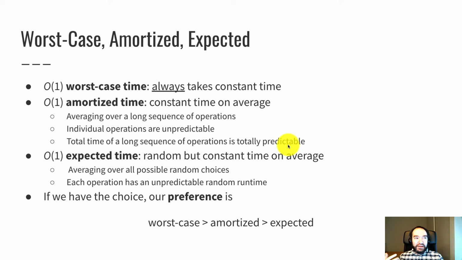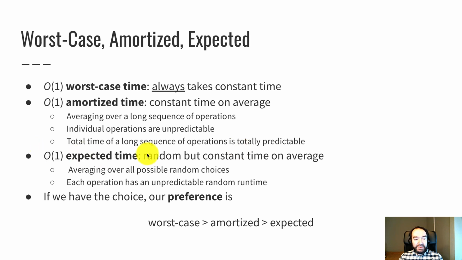So when I add it to the back of a vector, I might not know if it's going to trigger a resize or not. That's hard to know. But I know if I add 1,000,000 elements to a vector, how much time it's going to take in total, because I can predict how much time will be spent resizing. There's no surprise on the total for a long sequence.